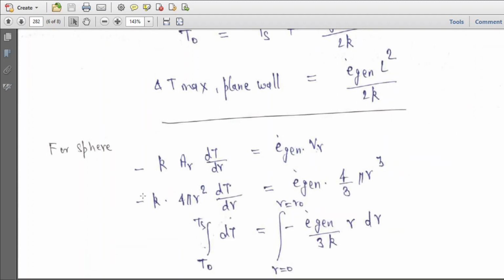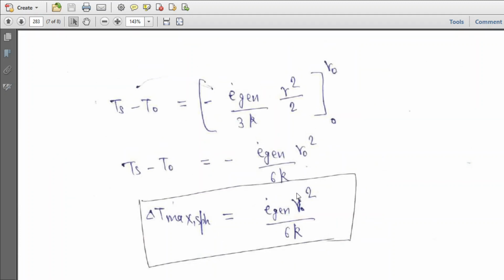In case of a sphere, again the governing equation is minus k A r dT upon dr equal to E dot generation into V r under steady state operation, purely in radial heat transfer. So here you have minus k 4 pi r square dT upon dr equal to E dot generation 4 by 3 pi r cube. By integrating that, you will get Ts minus T naught equal to E dot generation R naught square upon 6k. So delta T max for a sphere is E dot generation R naught square upon 6k.